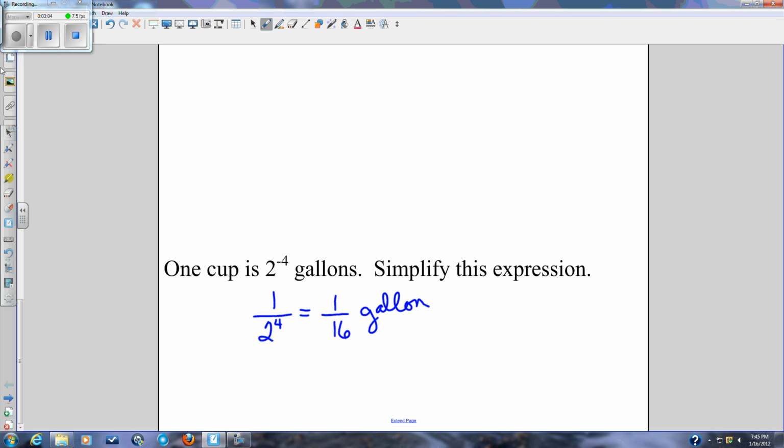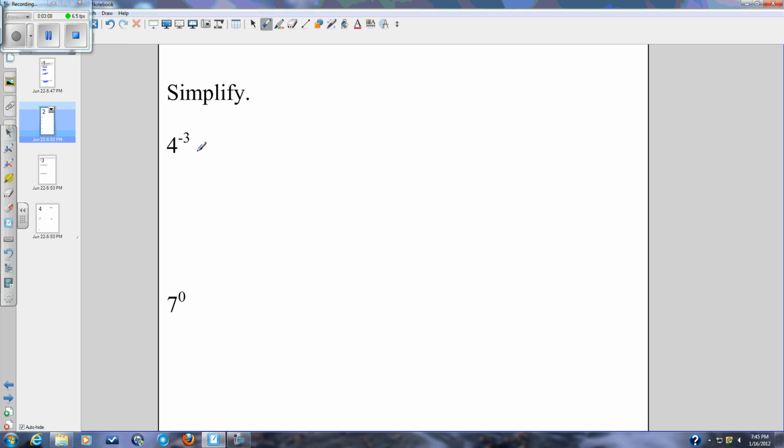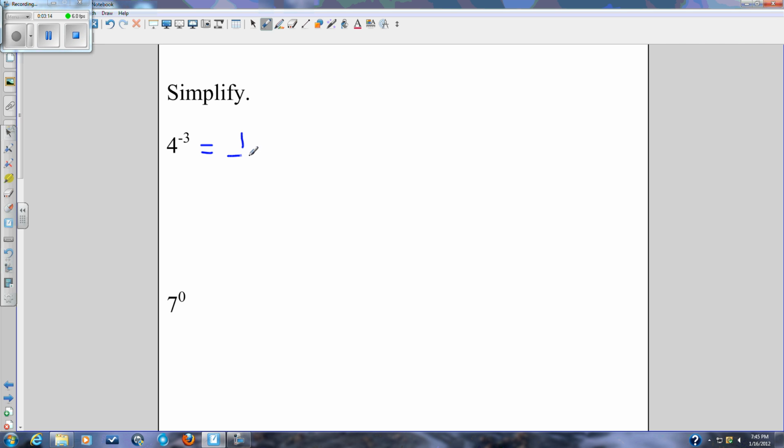So let's go on to the next page and see if we can get some more practice with this. If you have a negative exponent, we have 4 to the negative 3. We write that as 1 over 4 to the positive third power. And 4 to the third power gives us 64, so we have 1 over 64.